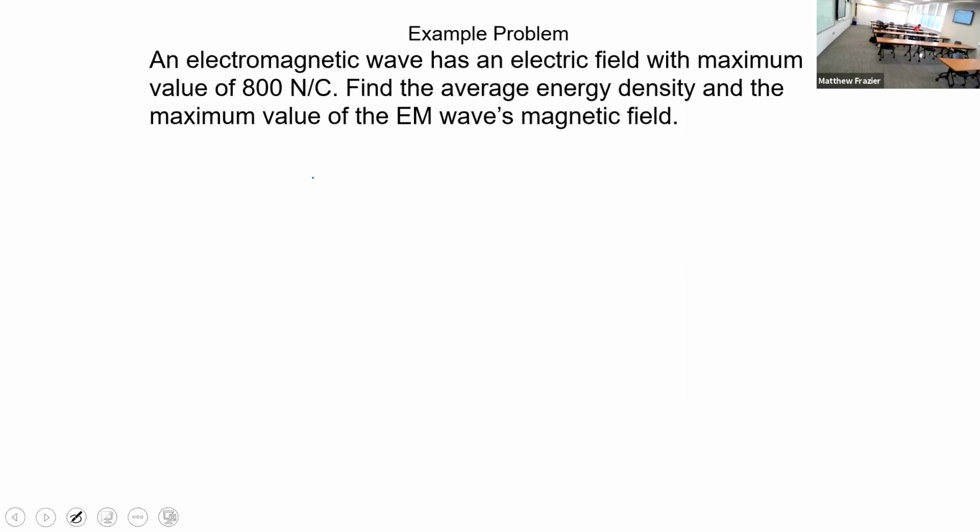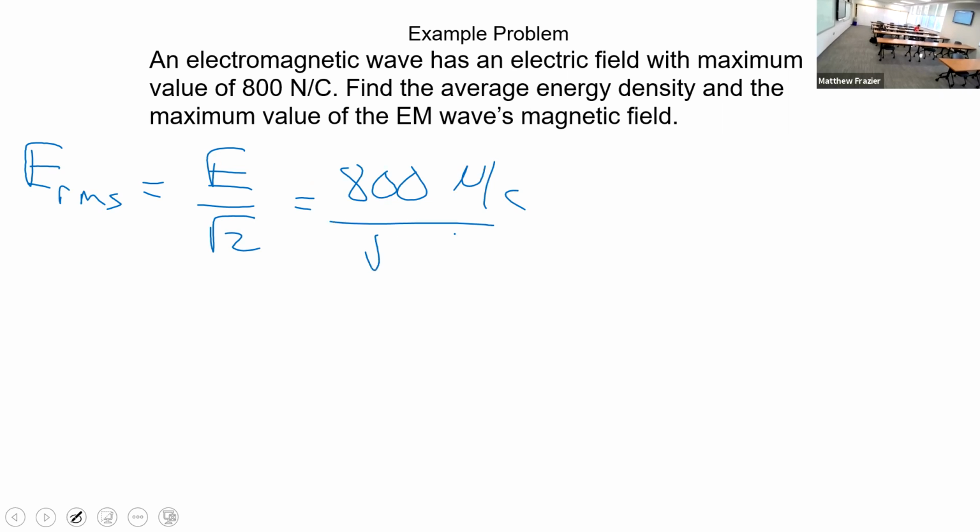All right, first, that lets you get the RMS value. So that's 800 divided by 1.4.